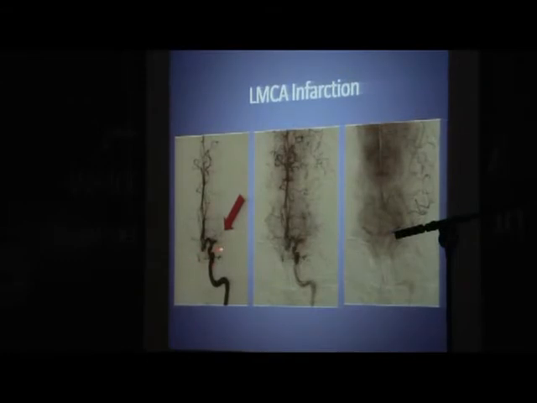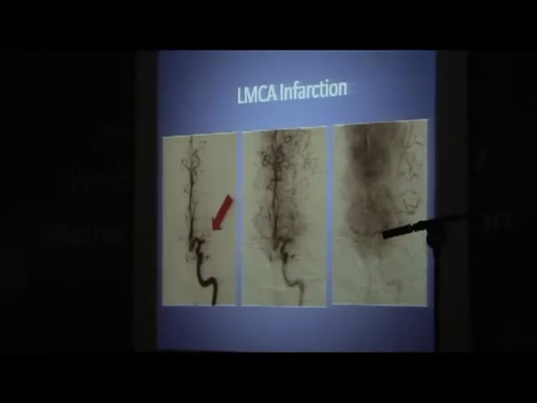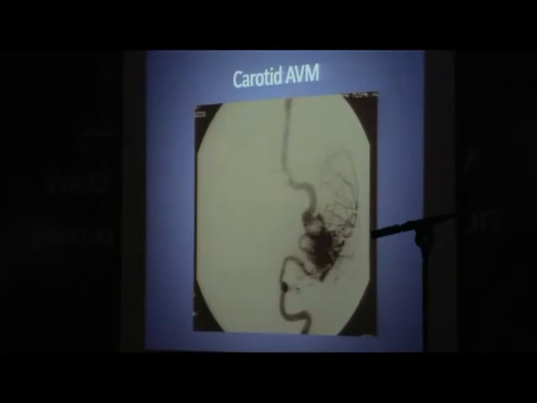Here, this is the internal carotid artery. It should branch off into the anterior cerebral artery and the middle cerebral artery, and here you see the MCA is missing, so it's completely occluded. This is the left middle cerebral artery infarction.